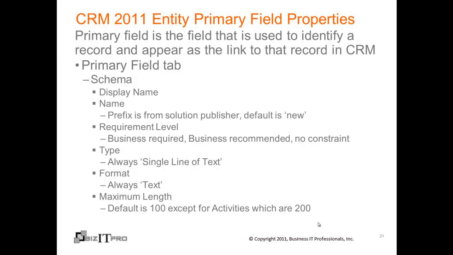There's a separate tab called the primary field tab that we go to, and then we can set up in the schema the display name, the schema name, the requirement level, whether it's business required, business recommended, or no constraint, similar to any other attribute that we would create in CRM. The type field is always restricted to single line of text, and the format is always text. The maximum length allows us to set the maximum number of characters that we want to store in the primary field. It defaults to 100, except for activities, which default to 200.